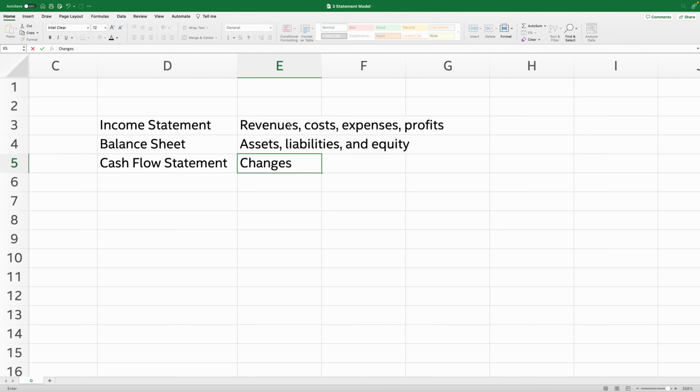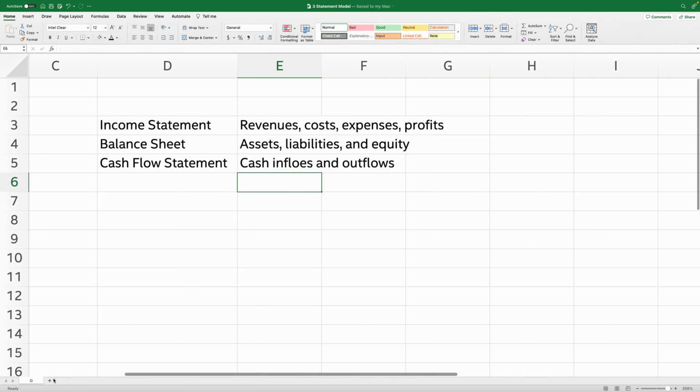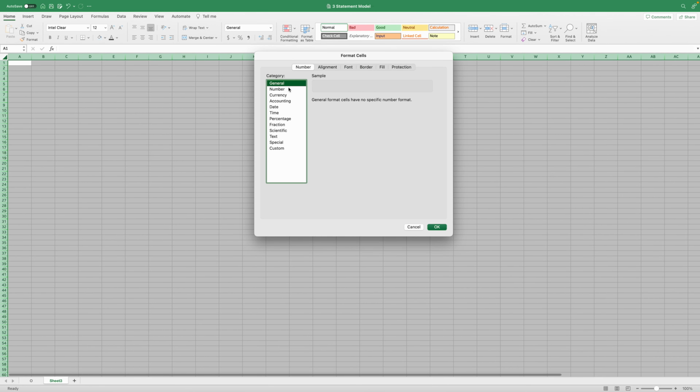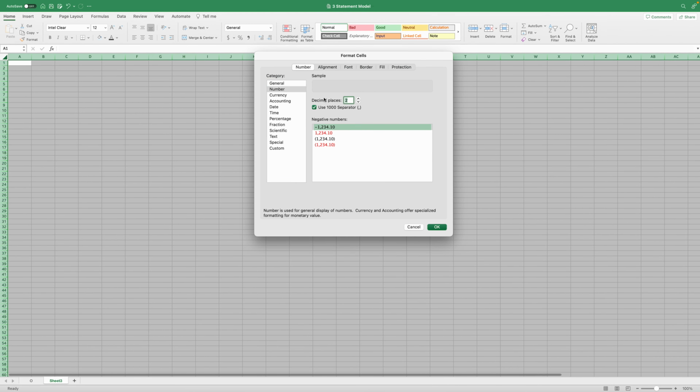What's the best way I can show you? I used to say changes in cash. I'll just write cash inflows and outflows. So these are the 3 things that we'll work on. So let's start from scratch. Let me format this sheet.